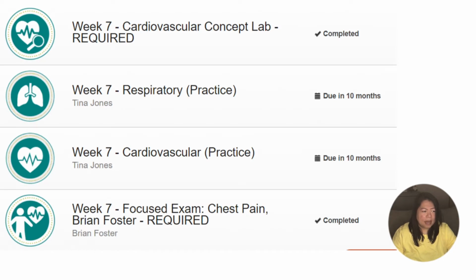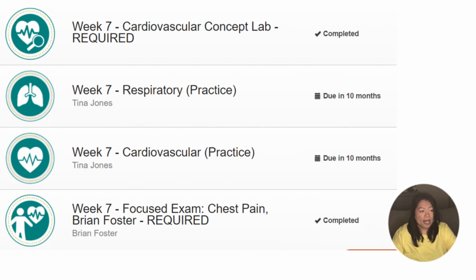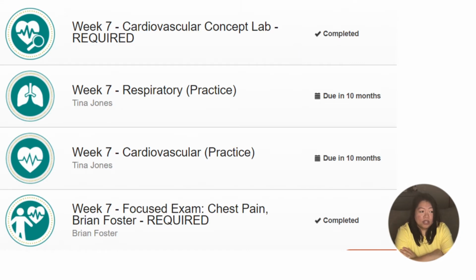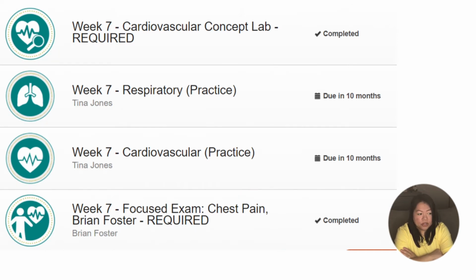So this is just a snapshot of the Shadow Health week 7. In order for you to get to Brian Foster, which is going to be your patient for this particular assignment, you would have to go in and do your concept lab, the cardiovascular, which it says here is required. Once you complete that, your week 7 focus exam, chest pain, Brian Foster, that is required, will open up. Once you purchase your Shadow Health, you have 1 year of access.